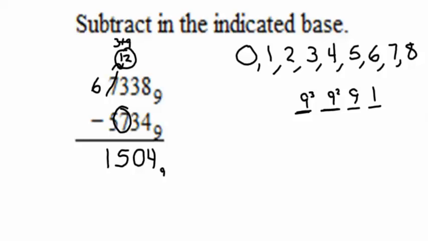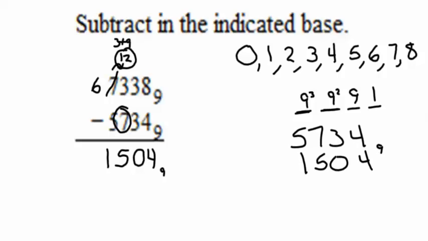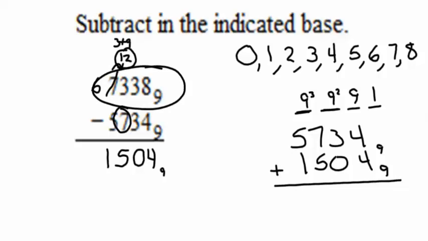Now one way you could check this is we could add. So if we had 5, 7, 3, 4 in base 9, and we add 1504 in base 9, let's see if our answer becomes what we started with in the previous problem. So starting with the ones, we have 4 plus 4 is 8. And since that's less than the base, we just write 8. So 3 plus 0 is 3. 5 plus 7 is 12 in base 10.